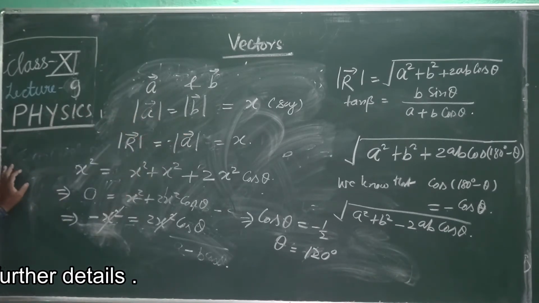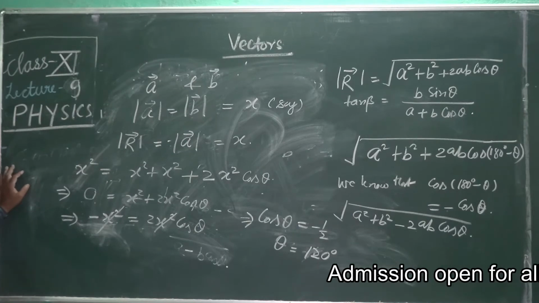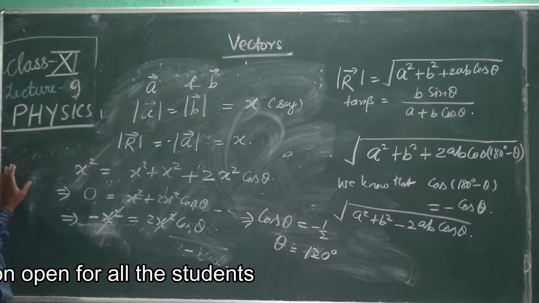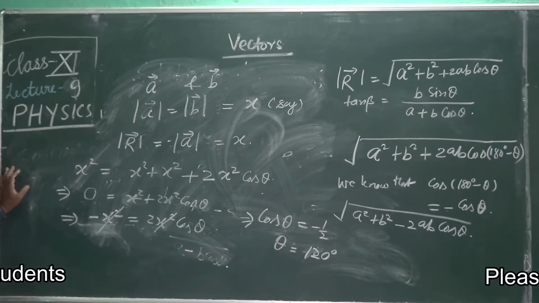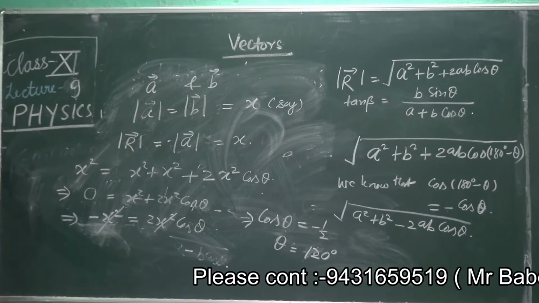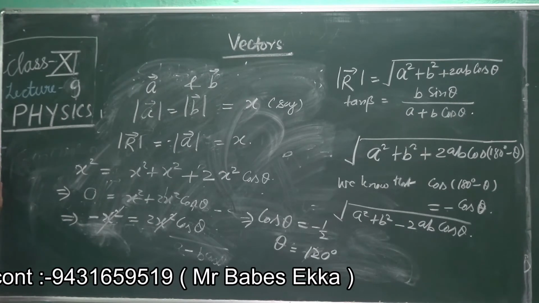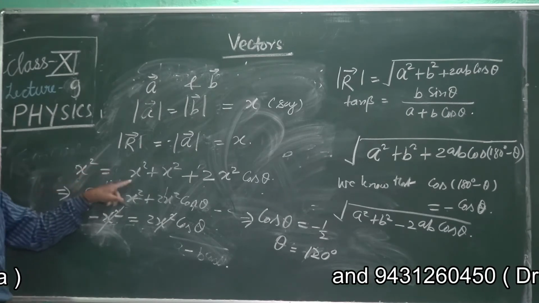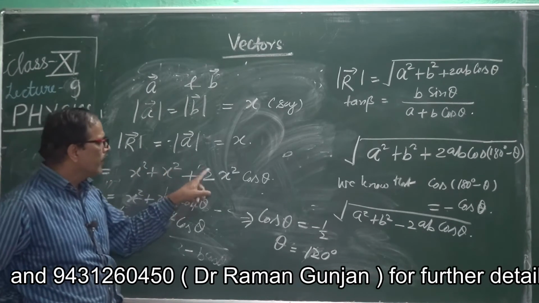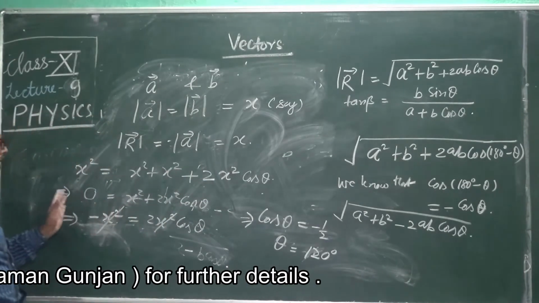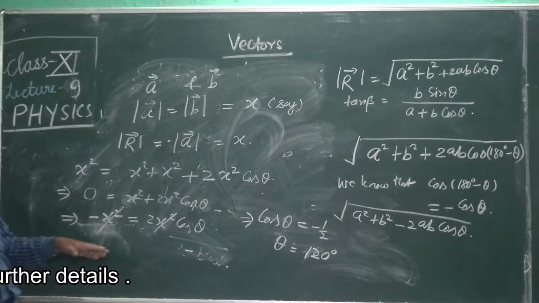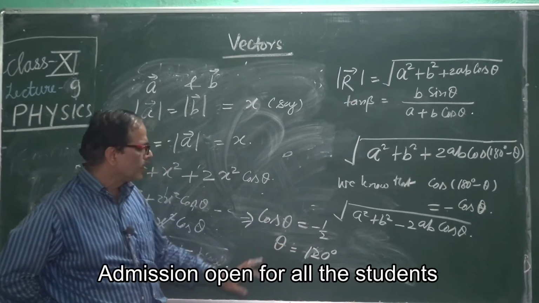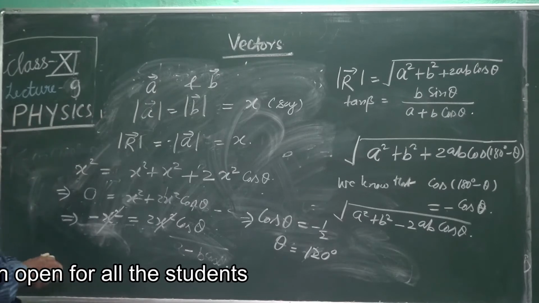What is the formula? R is under root A square plus B square plus twice AB cos theta. Taking squaring both sides, R square is A square plus B square plus twice AB cos theta. Apply here: x square is x square plus x square plus twice x square cos theta, and solve this, and finally we get cos theta is minus half, so theta is 120 degree.